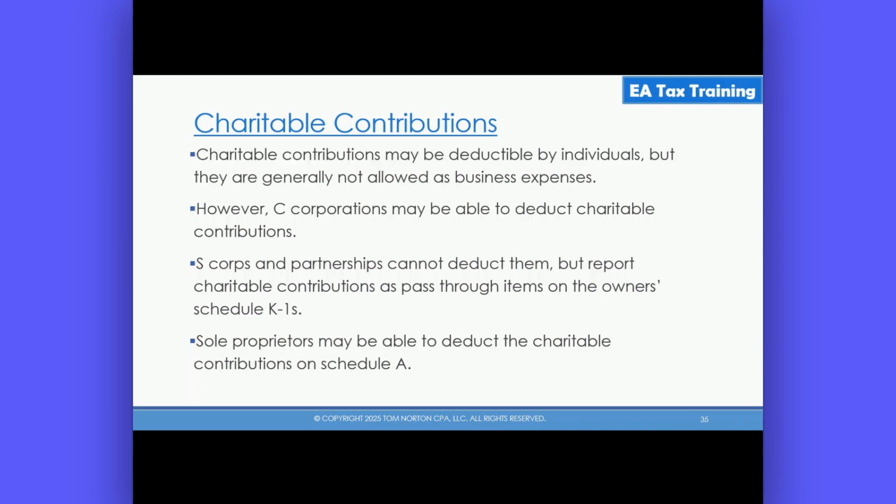So instead, those are considered pass-through items or separately stated items. They will report those charitable contributions on the K-1 for each shareholder or partner, and then the shareholders and partners will deduct them if they are able to do so. Sole proprietors may be able to deduct charitable contributions, but they just do so on Schedule A. So it's not something they put on their Schedule C, just like any other charitable contribution that they might make.